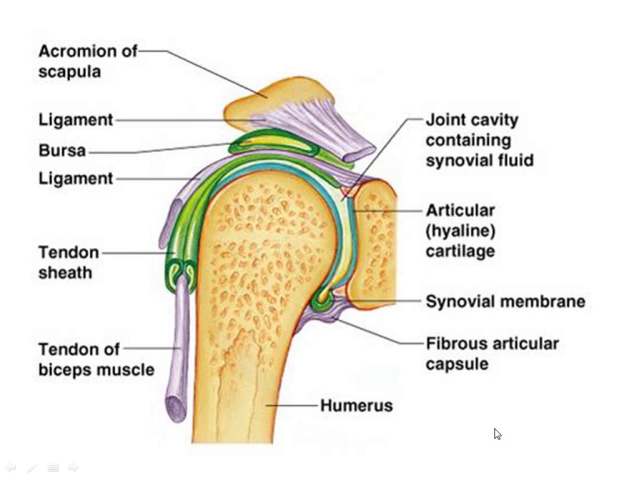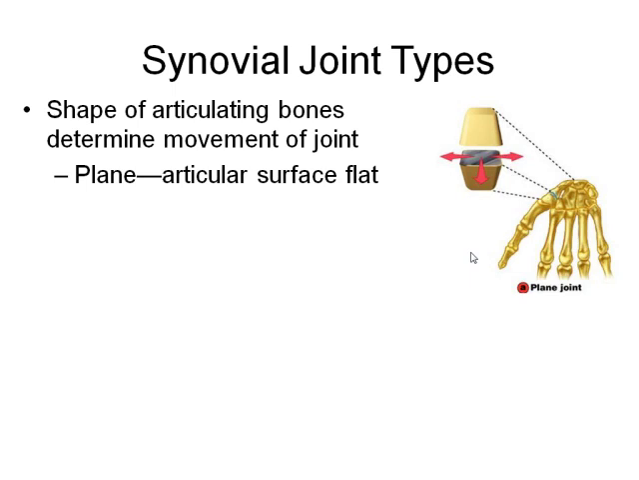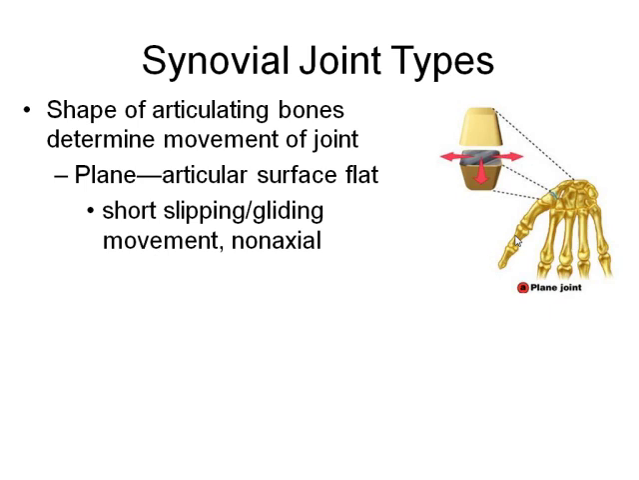Now there are different types of synovial joints. The shape of the articulating bones determines the movement of the joints. So however the bones fit together, that is what determines how much the joint can move. In a plane joint, the articular surfaces are pretty flat. So the only kind of movement we have is a short slipping, gliding movement. We call this non-axial movement because it's not particularly in either plane.